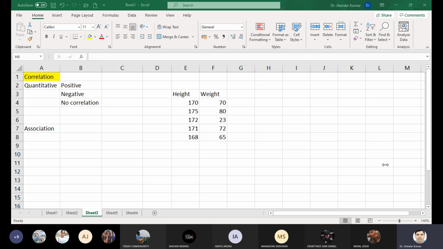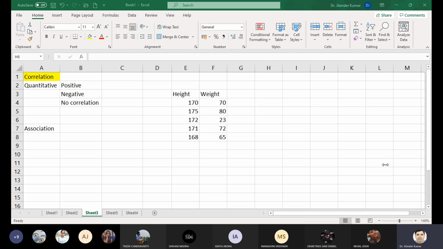Tell me, what do you think if I try to find out whether smoking and lung cancer are correlated or not? So what do you think? What type of correlation should I expect, positive or negative? So definitely positive correlation. Definitely positive.